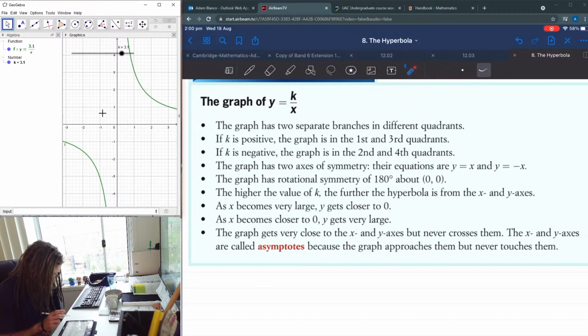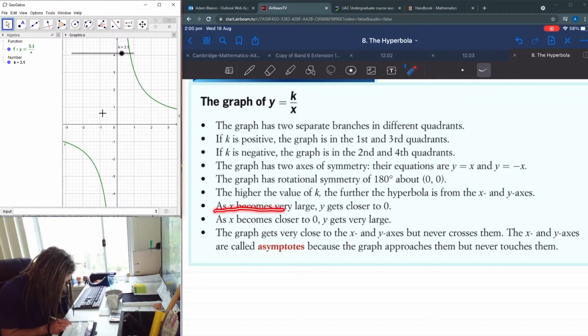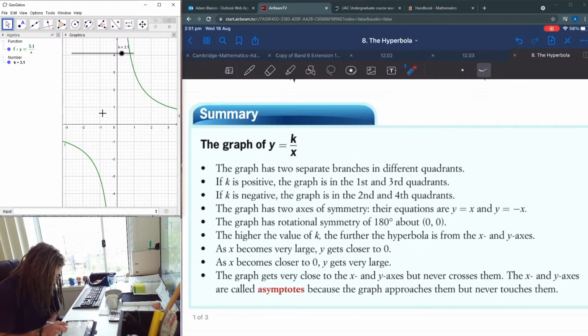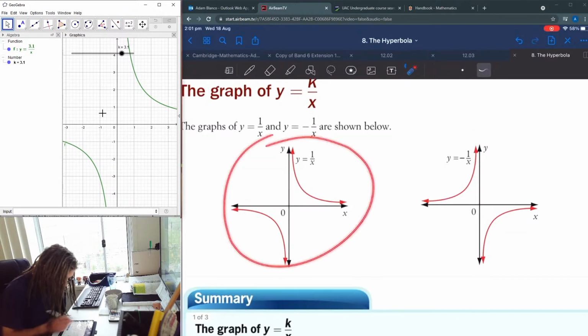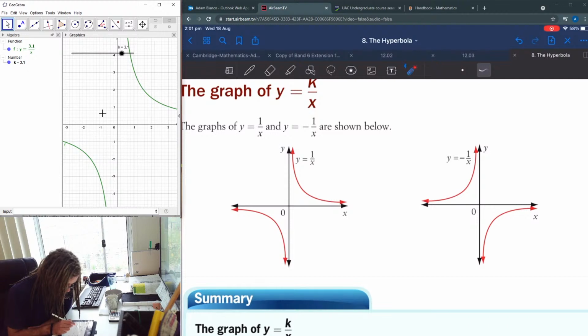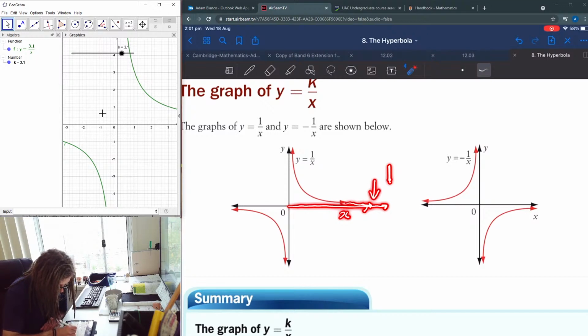Okay, this is the important thing, and there's a way of writing this. It's as x becomes very large, y gets closer to 0. So looking at this one, as x gets large, in other words, as we move along in the x direction, as it gets bigger, my y value, which is how high it is, approaches 0. So the graph gets closer and closer towards 0. So it just kind of goes that way.